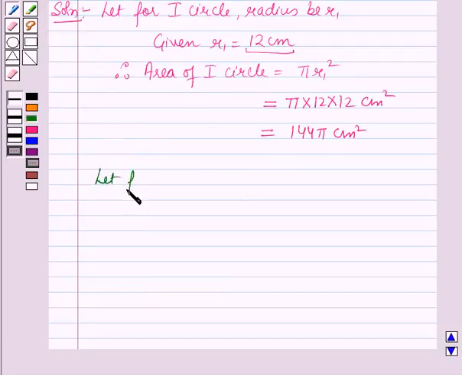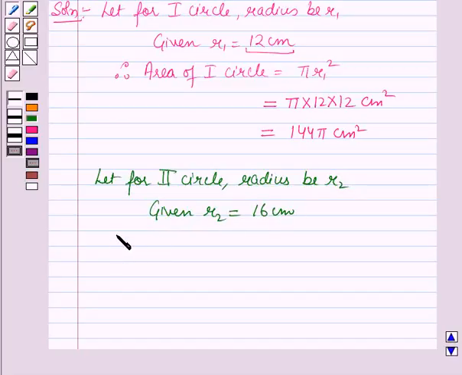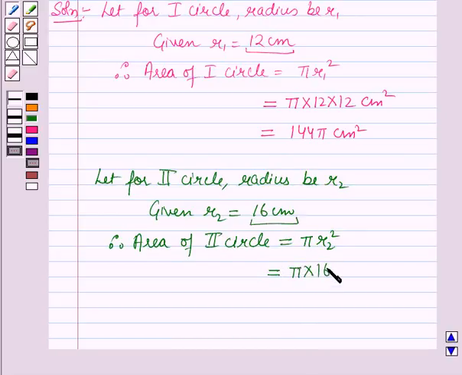Now let the second circle radius be R2 and given R2 is equal to 16 cm. Therefore, area of the second circle is equal to pi R2 square, which is further equal to, R2 here is 16 cm, so it will be pi into 16 into 16 cm square, which is equal to 256 pi cm square.